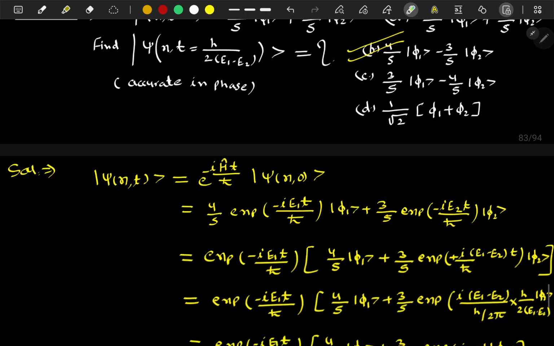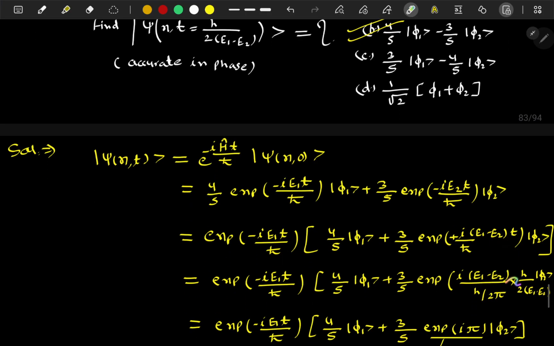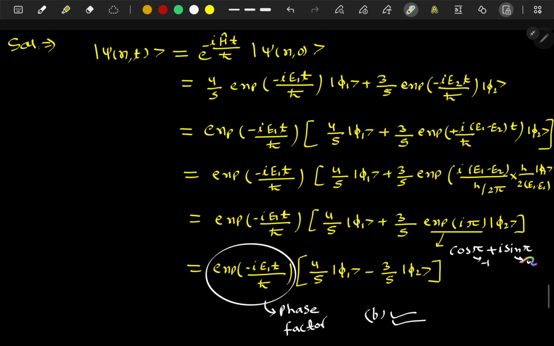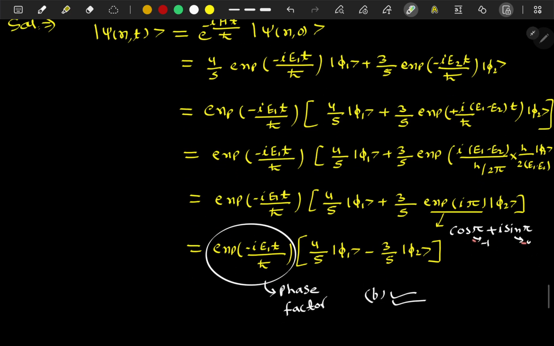So put t equal to h upon 2 (e1 minus e2). So you are getting exponential of iota pi, which is cos pi plus iota sin pi, equal to cos pi, equal to minus 1, and this is the phase factor. We call it phase factor. So option B will be correct.